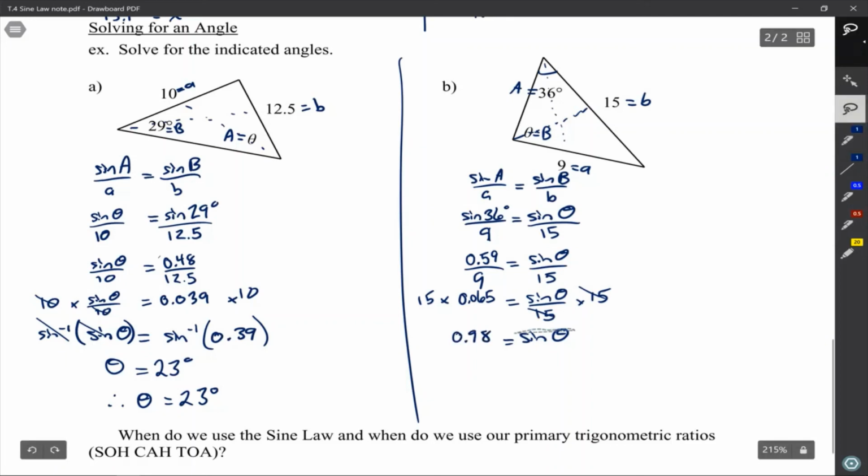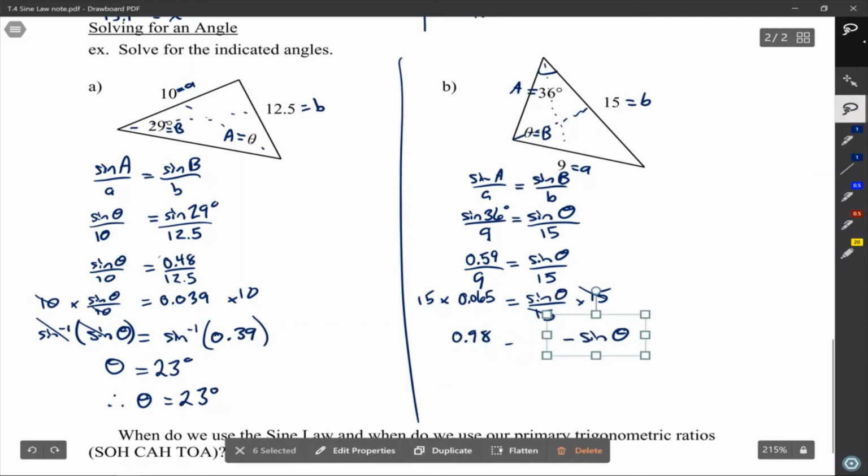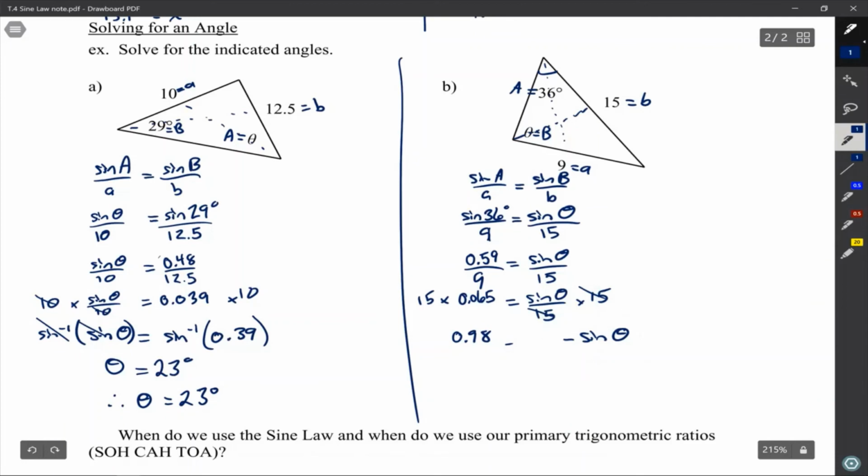And then we can do like we did before, which is use our inverse sine function. We'll use our inverse sine to isolate for our theta. We do it to the right, so we need to do it to the left as well. The inverse sine of 0.98 is 78 degrees. Our sine -1 and sine cancel out, leaving us with theta. So therefore, theta is 78 degrees. Perfect.